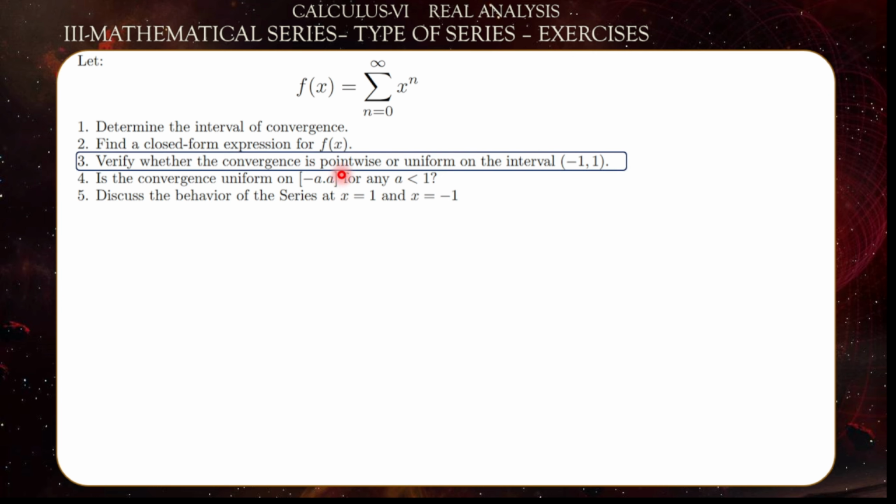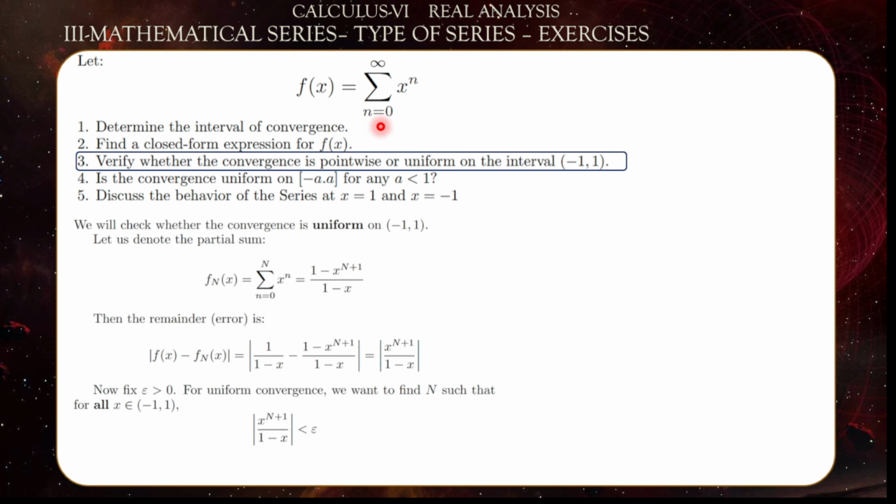Verify whether the convergence is pointwise or uniform on the interval minus 1 to plus 1. What would be the proof for that? We need to check for x equal to minus 1 and x equal to plus 1 whether the series is convergent or not. Let us denote the partial sum: sigma n equals 0 to n, x to the power of n, is equal to 1 minus x to the power of n plus 1, divided by 1 minus x.